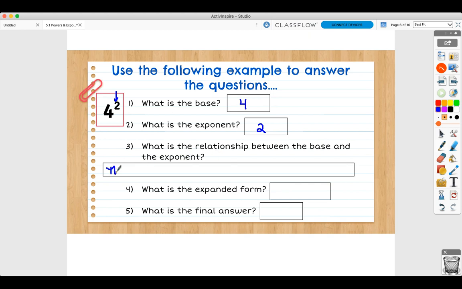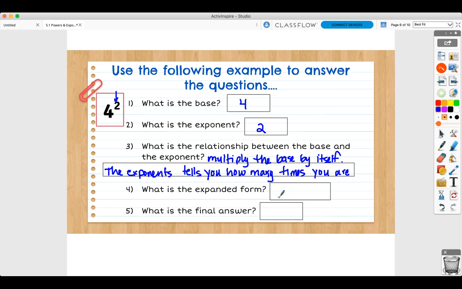The exponent tells you how many times you are multiplying the base by itself. What is the expanded form? That means how many times are you multiplying the base? The expanded form would be 4 times 4. What is the final answer? Well, it was 4 times 4. That's 16.